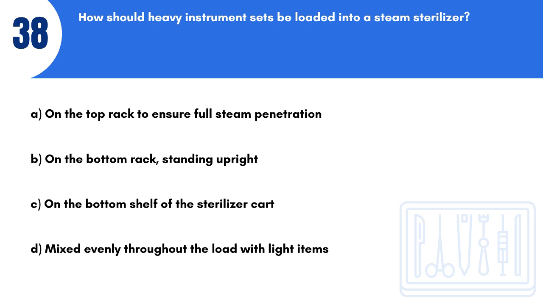Question 38. How should heavy instrument sets be loaded into a steam sterilizer? A. On the top rack to ensure full steam penetration. B. On the bottom rack, standing upright. C. On the bottom shelf of the sterilizer cart. D. Mixed evenly throughout the load with light items.